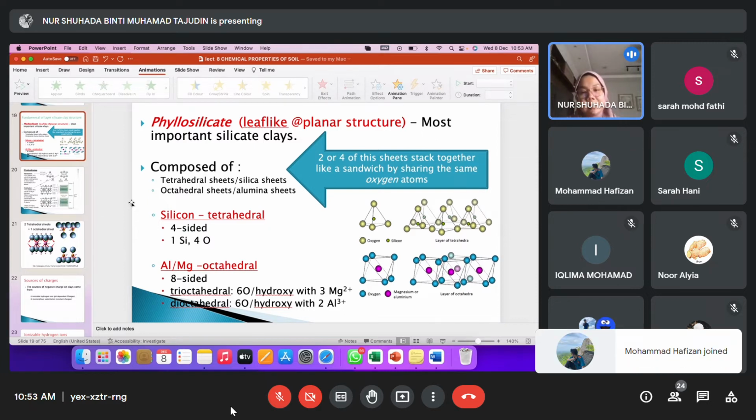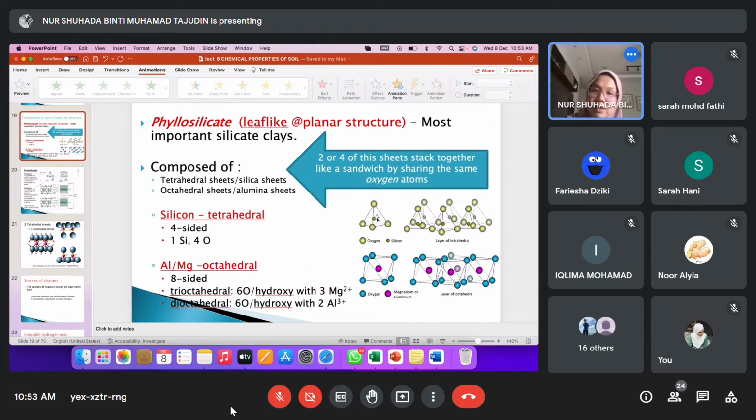Why do I say I will explain later? Because sometimes at the center, the silicon, the magnesium, the aluminium can be replaced by other elements. That will cause other things that you will learn. But the main structure, the fundamental structure, is this. You have to remember.